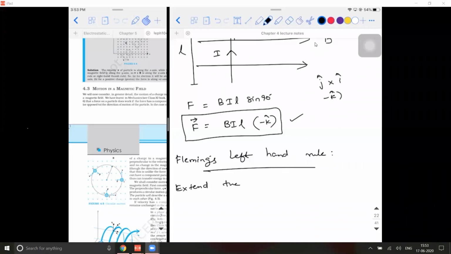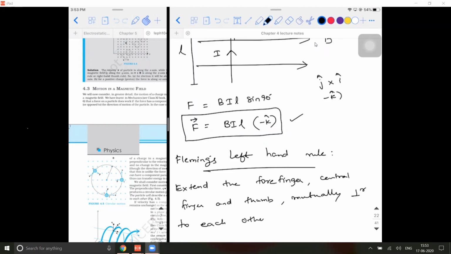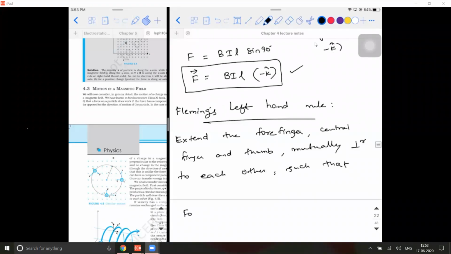Extend the, what are the three fingers? Thumb, index finger, and the middle finger. Forefinger, central finger, and thumb. And how are you supposed to open them? Mutually perpendicular to each other, such that the thumb shows the force, the forefinger shows the direction of field, and the central finger shows the direction of current.